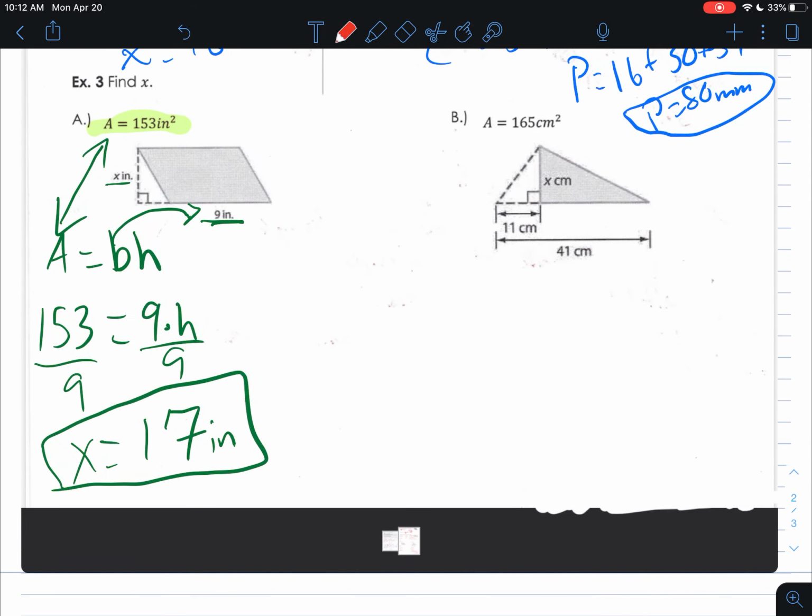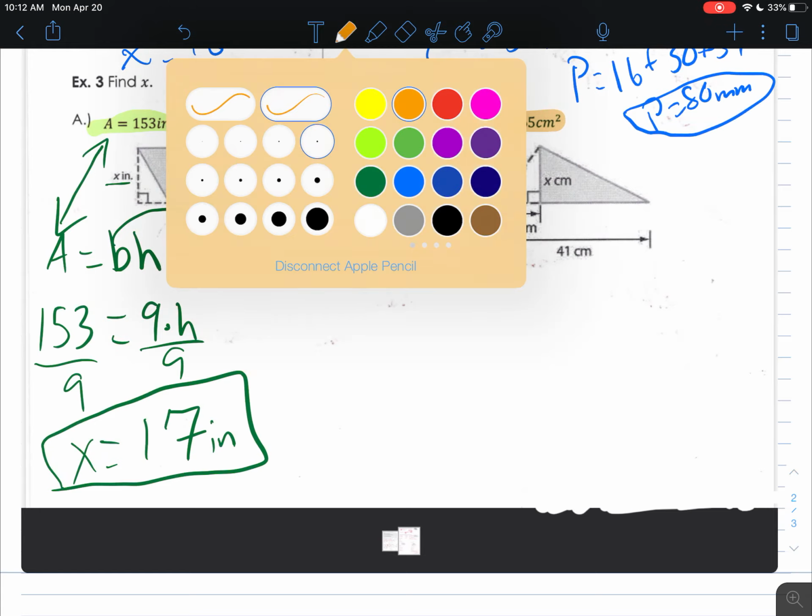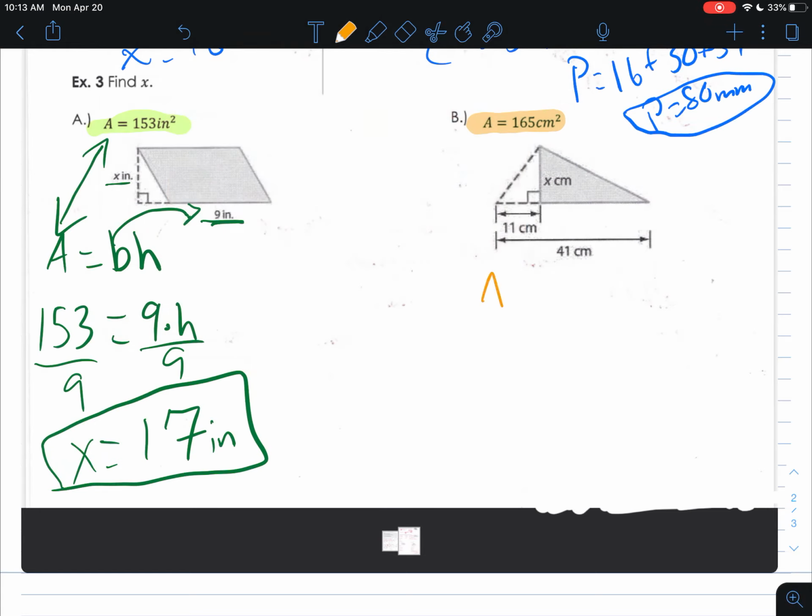Okay, now looking at example 3b, it says to find x. So we know that A equals 165 centimeters squared. So we also know that the formula for area of a triangle is A equals 1/2 base times height. So we need to make sure we plug that in.